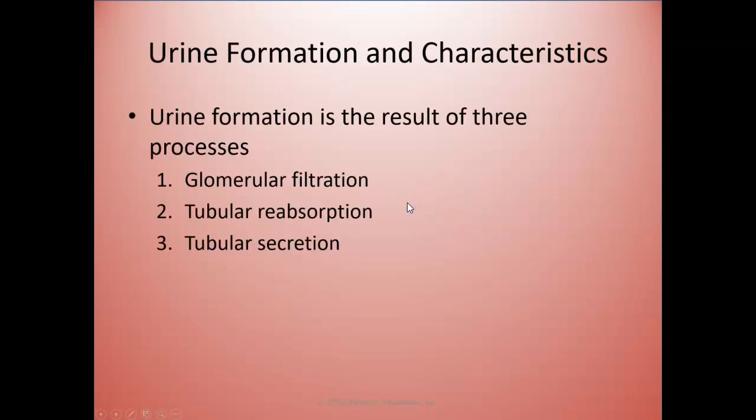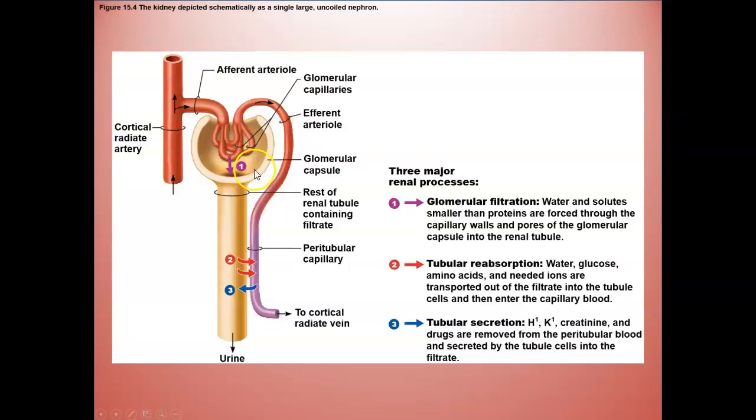Okay. So how do we actually make urine through all of that? We talked about these three processes: glomerular filtration, tubular reabsorption, but there's also something called tubular secretion. So here is that first part, the glomerular filtration, so water and solutes are forced out through the podocytes. Two, tubular reabsorption, right? So we're starting to pick things back up here. We pick up water, glucose, amino acids, and whatever needed ions there are, and that's going to get moved back into the peritubular capillary.